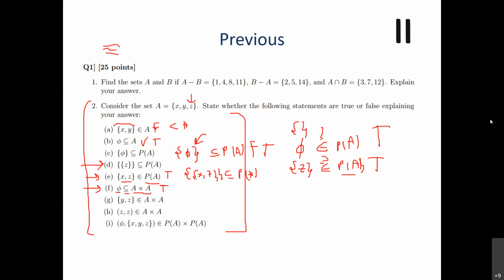I have a question. We place phi in a set, we call it the set phi. Your voice isn't clear. Can you repeat?